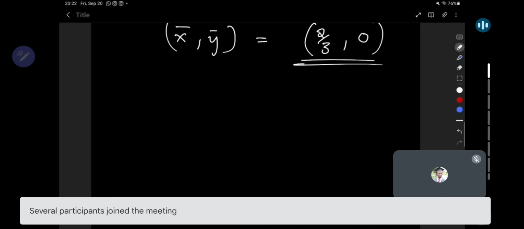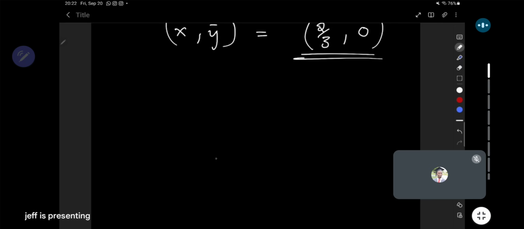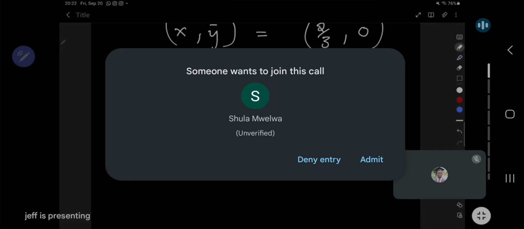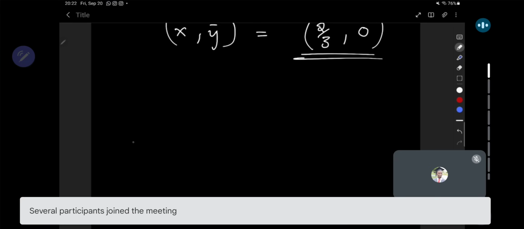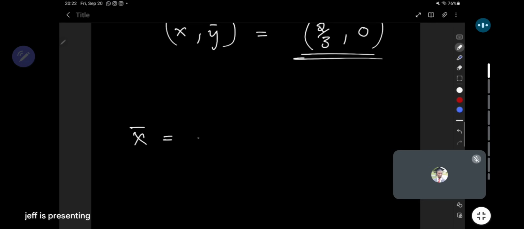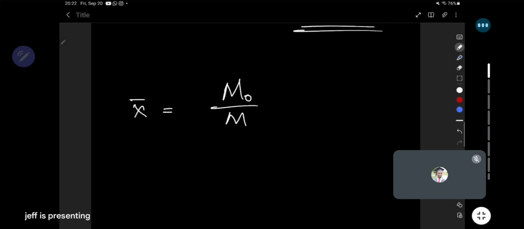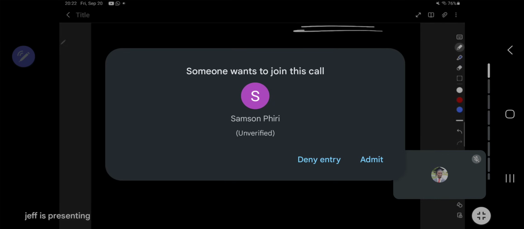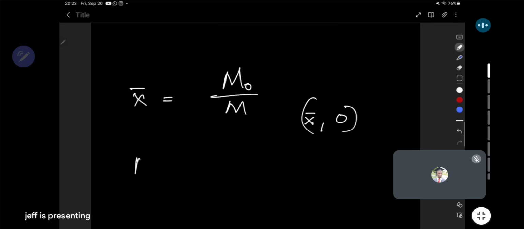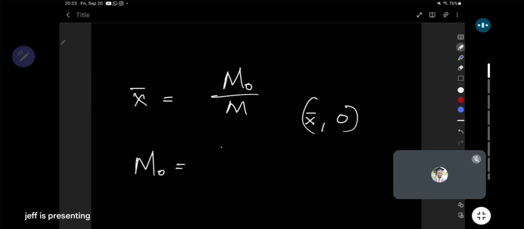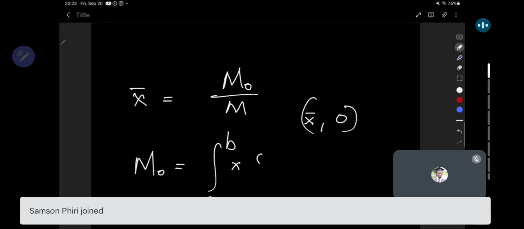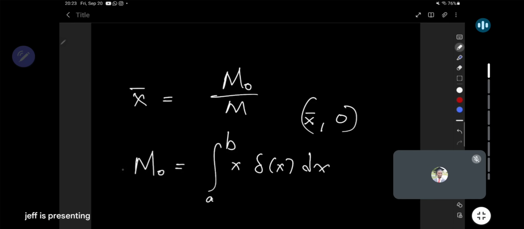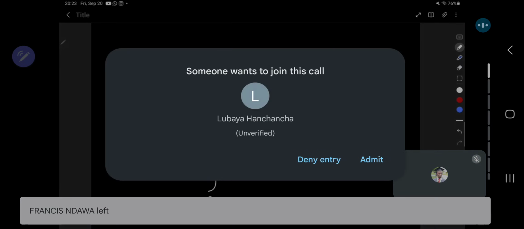Earlier we found the moment about the origin. So to answer James' question there, the question we just worked out is for a rod lying on the x-axis. For that one, we saw that x bar will be equal to the moment about the origin over the mass. Since it lies on the x-axis, the coordinates end up being whatever this gives us, comma 0. The moment about the origin is the integral from A to B of x times the density, a function of x, dx.